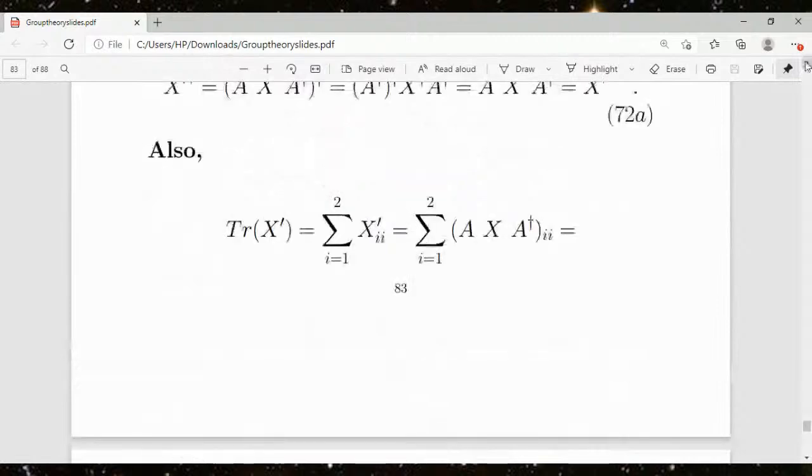Now let's consider the trace of X prime. Trace of X prime is nothing but summing of the diagonal elements. So the diagonal elements of X prime are the II component of X prime. In this case, I goes from 1 to 2. So trace of X prime is summation I going from 1 to 2, X prime II. But X prime II is nothing but the II component of A X A dagger. And since A X A dagger is the product of the matrices A, X, A dagger, we also have to consider the II element of the product.